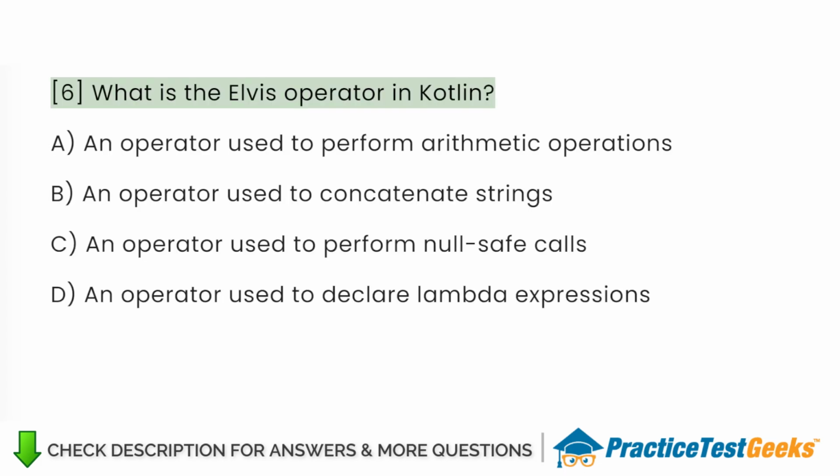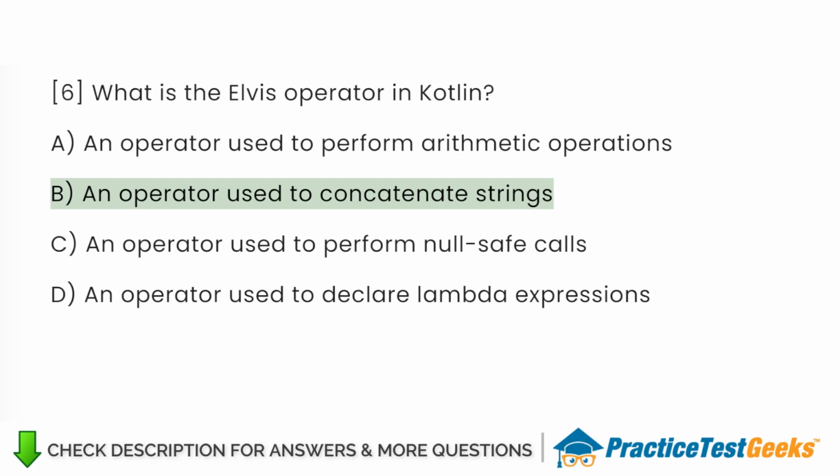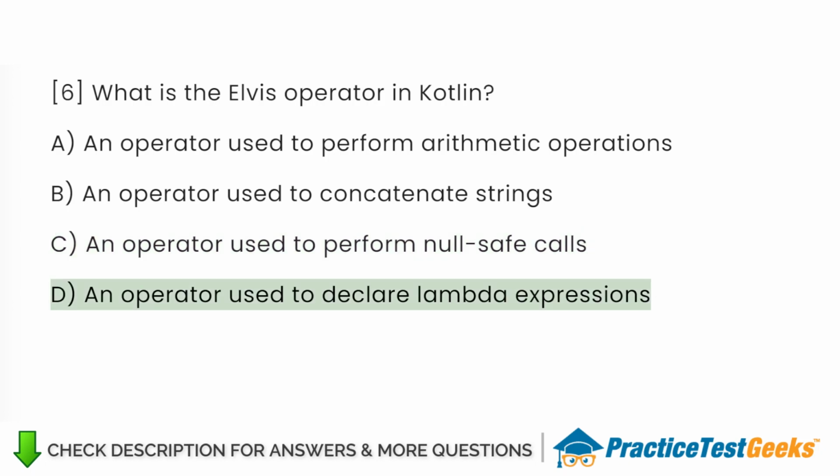What is the Elvis operator in Kotlin? A. An operator used to perform arithmetic operations. B. An operator used to concatenate strings. C. An operator used to perform null-safe calls. D. An operator used to declare lambda expressions.